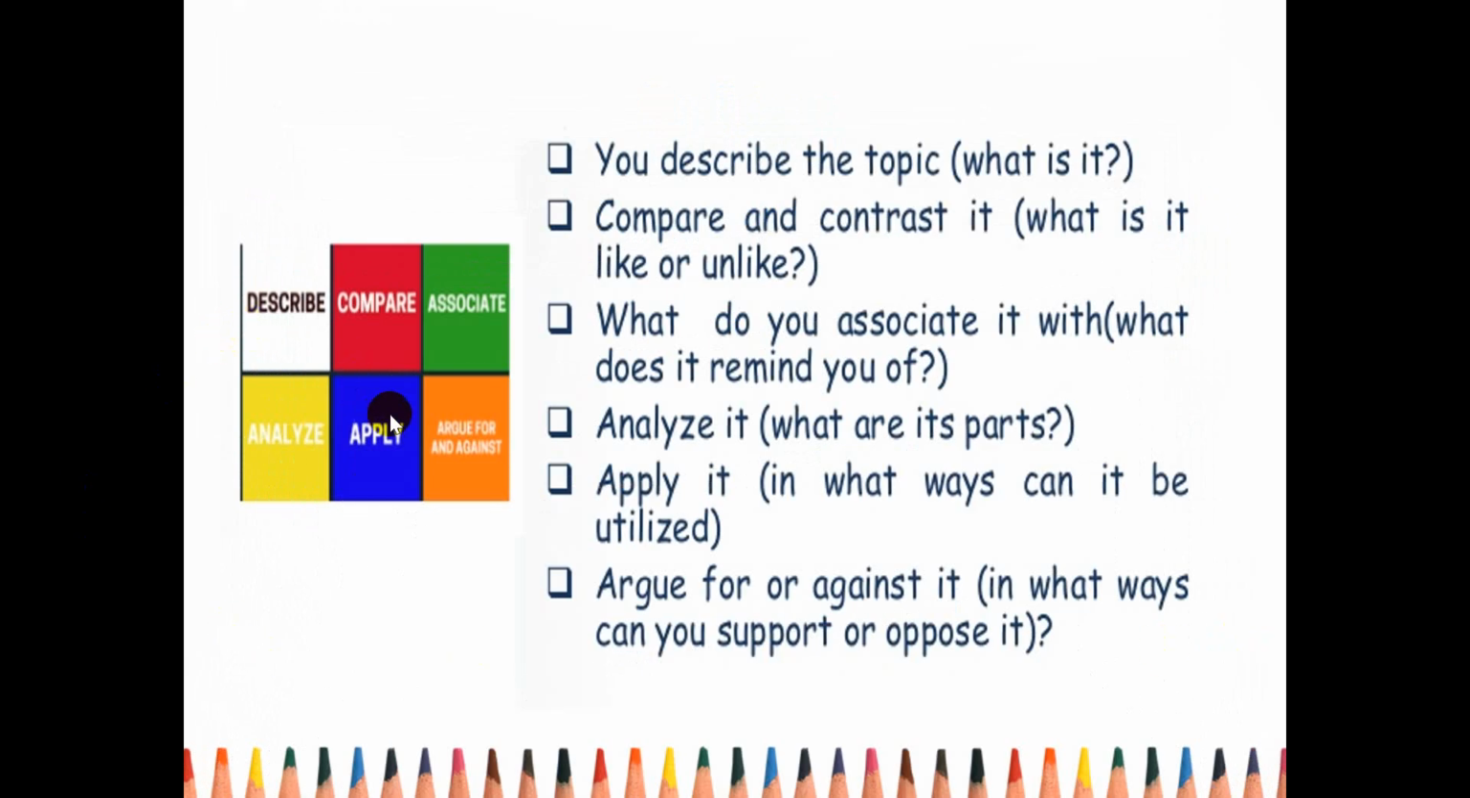Okay, the example is like this, from six different angles. You can use what is it, like or unlike? So you can describe the topic, what is it? Or we can make a comparison, like or unlike. We can associate it, for example, the association of writing, analyze what are its parts, and then apply, in what ways can it be utilized or used? Or we can talk about the arguments, the pros and the cons.